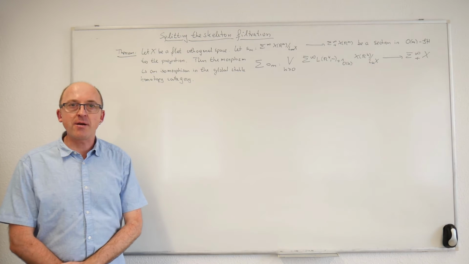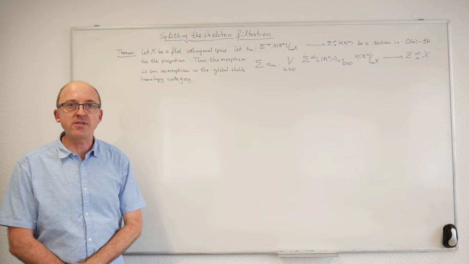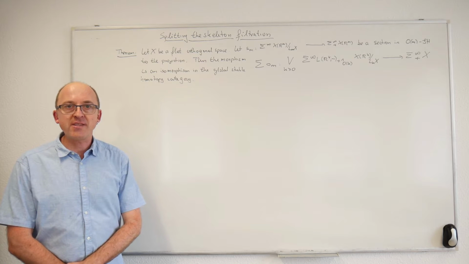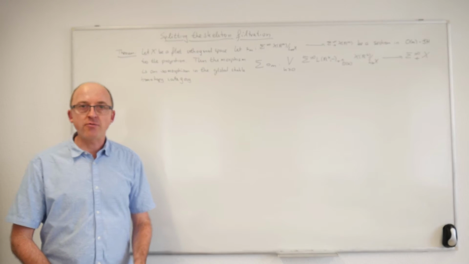As I already mentioned a number of times in the previous lecture, I would like to apply this to provide a stable splitting of the orthogonal space that I call boldface O, which is made from the orthogonal groups. Let me briefly recall the relevant definitions.